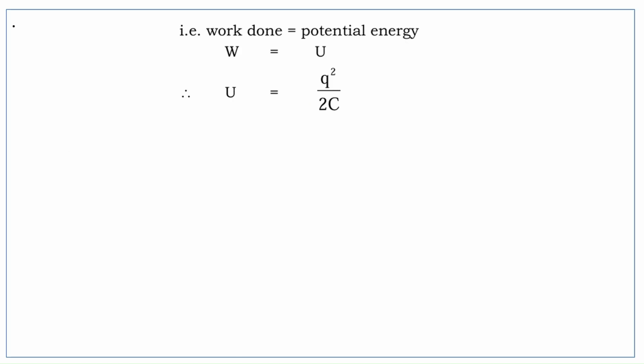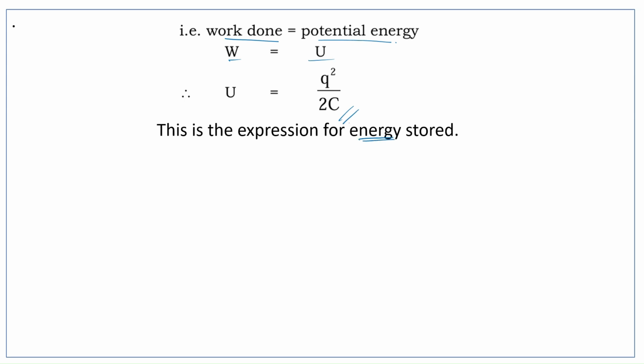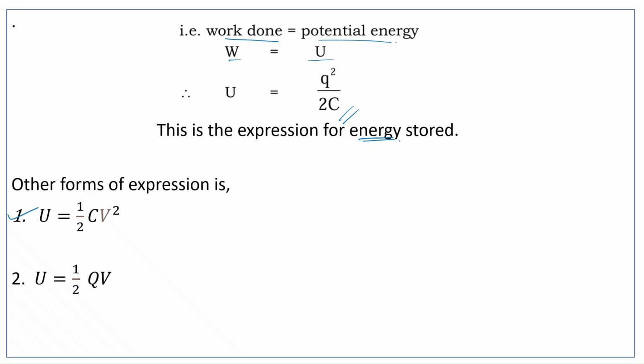Work done is stored as potential energy. Here, work done is equal to potential energy, W is equal to U. Therefore, U is equal to q square by 2C. This is the expression for energy stored. Here some other forms of the expression are: 1. U is equal to 1 by 2 C V square. 2. U is equal to 1 by 2 q V.